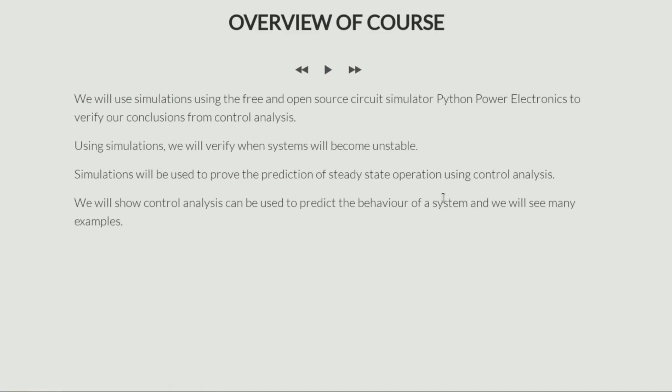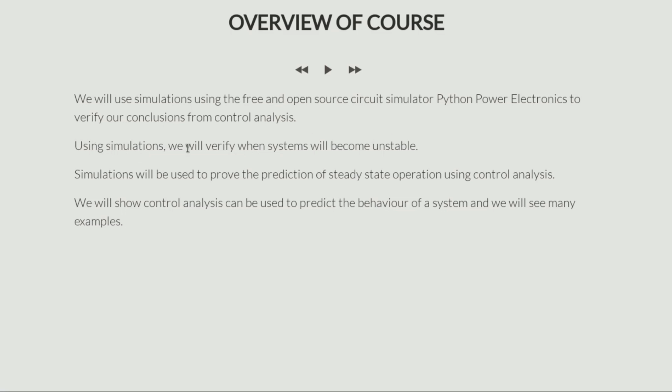So we will use simulations to verify all our control designs. All simulations will be done using the free and open source circuit simulator, Python Power Electronics, to verify all our conclusions. Now, the only reason why I'm using Python Power Electronics is because I'm trying to promote Python, and this is free and open source. However, you can try and use other circuit simulators as well. The code written in Python can be written in any other programming language and can be used in almost any software, so any simulation platform.